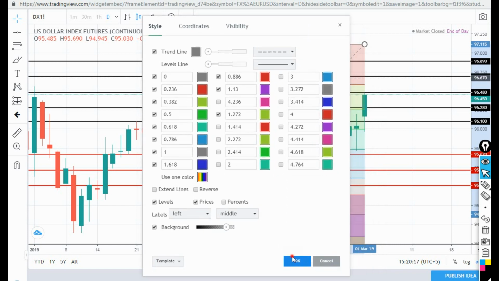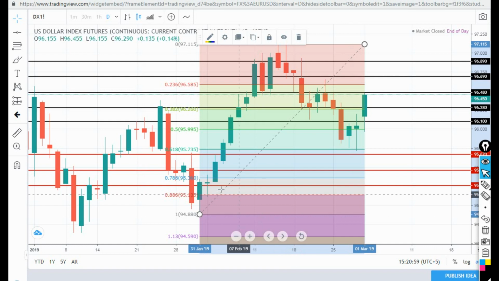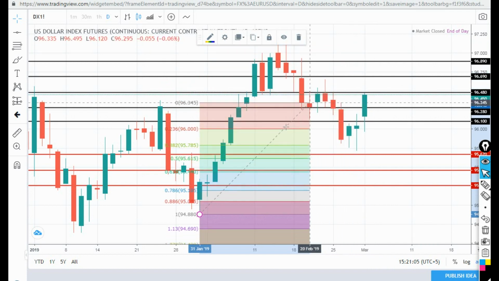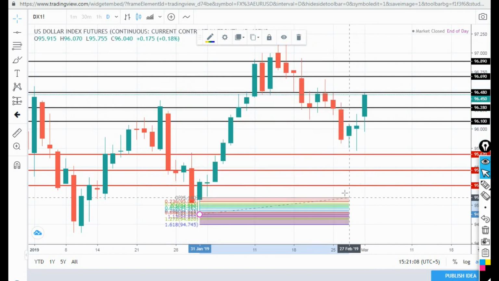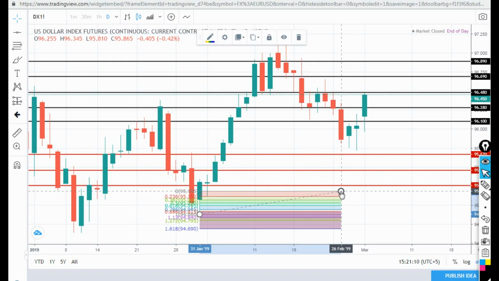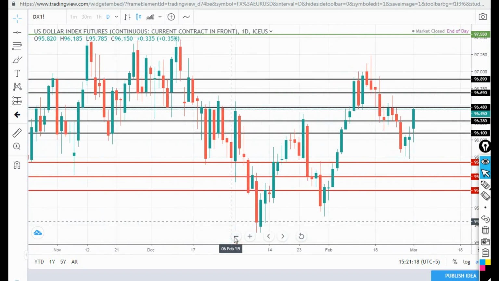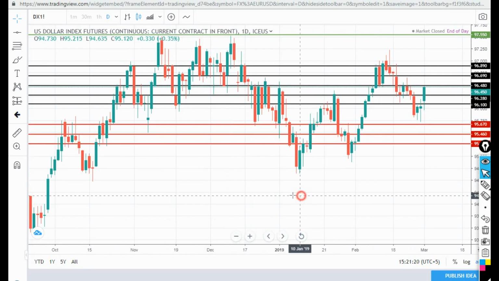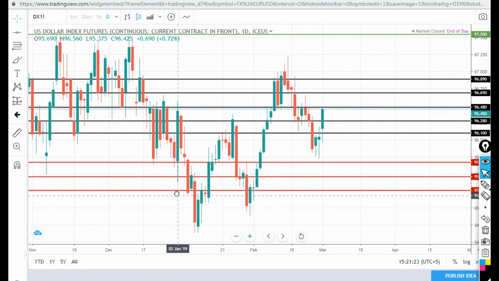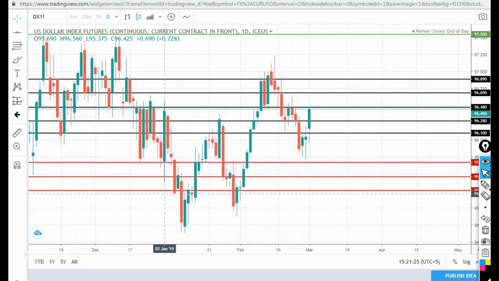Now you see the Fibonacci tool is changed. Now you can easily find out where your extension is. I also put in the extension numbers. So now let's see with the extensions. All you need to do is just remove this. Now we minimize the chart and we find the calculation of these numbers, right?